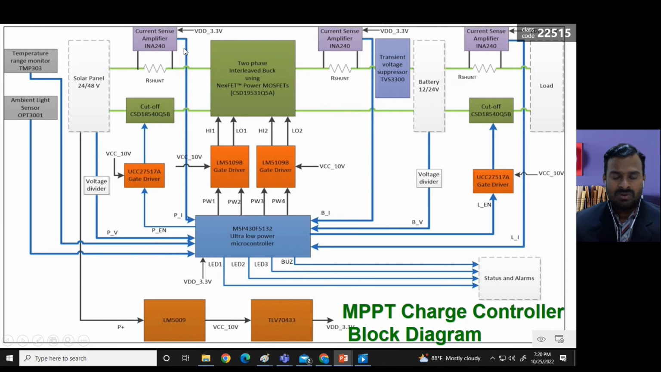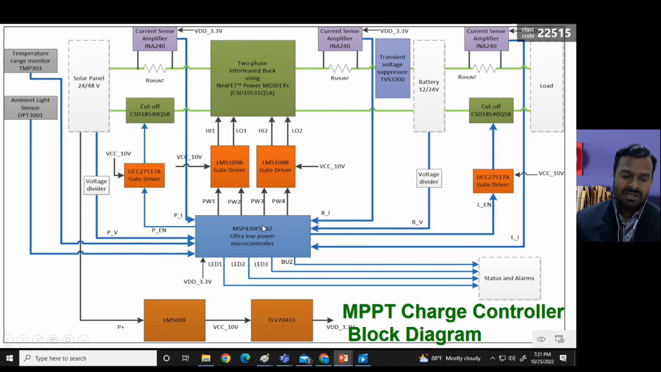Once it is achieved, the current at the output side of the buck converter is also given as feedback. So we have the input side and the output side, and we have current feedback. Based on this current feedback, whether it is increasing or decreasing, it will immediately multiply the voltage and current and see whether the previous power is greater than the existing power. It keeps comparing these values. When it reaches a point after which it is decreasing, that is the maximum power point, and it will fix the duty cycle.